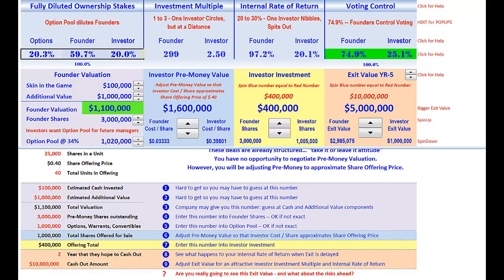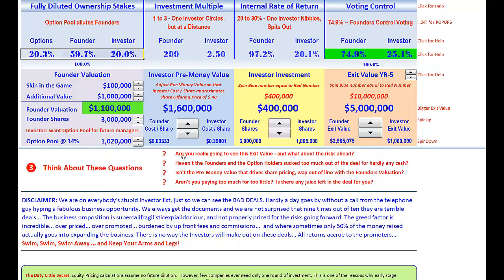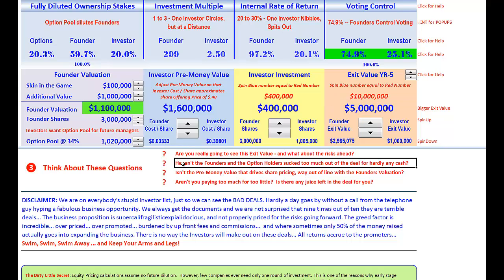Now let's scroll down a little further and answer 4 key questions. Number 1, are you really going to see this exit value? And what about the risks ahead? Number 2, haven't the founders and the option holders sucked too much out of the deal for hardly any cash? Look at this. They're getting 80% for $100,000.